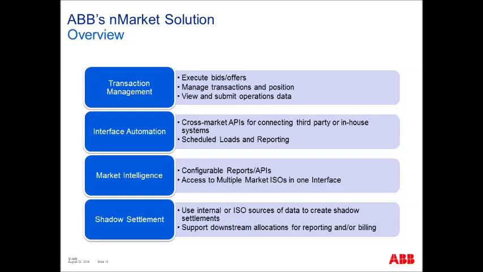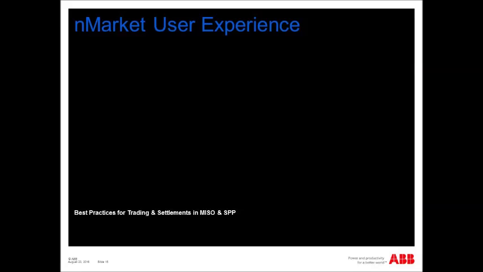You also have shadow settlement. You can use multiple sources for shadow settlements and close your books early, so there's no need to wait until trade day 7 to be able to close. And this is really where nMarket excels, in our shadow estimate capabilities in terms of accuracy and the breadth and depth of all the different charge types we cover. So let's go over the functional solution nMarket has to offer, and we'll also review the best practices when creating offers and reviewing settlements.